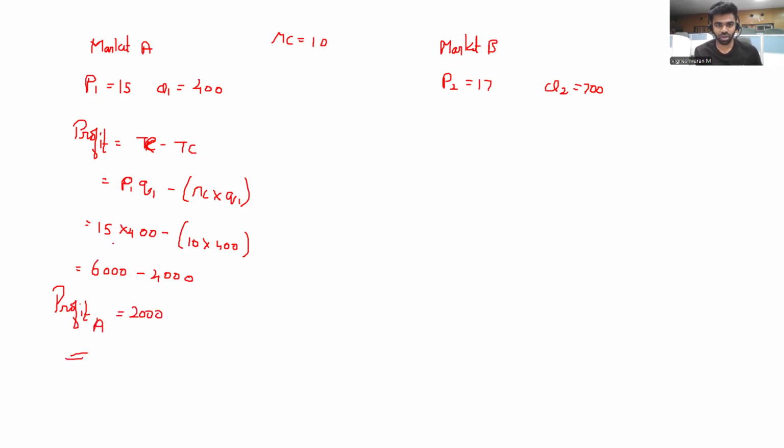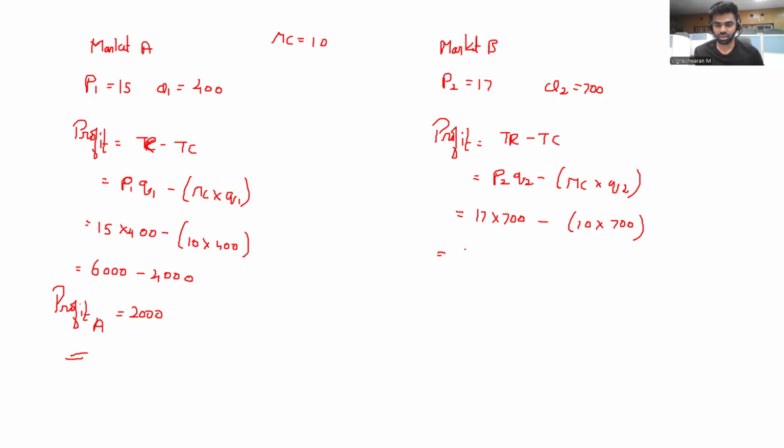Now coming to the profit of market B. Profit is equal to total revenue minus total cost. Total revenue means P2 Q2 minus total cost, which is MC into Q2. 17 into 700 minus 10 into 700. 11,900 minus 7,000. So the profit of market B is equal to 4,900.